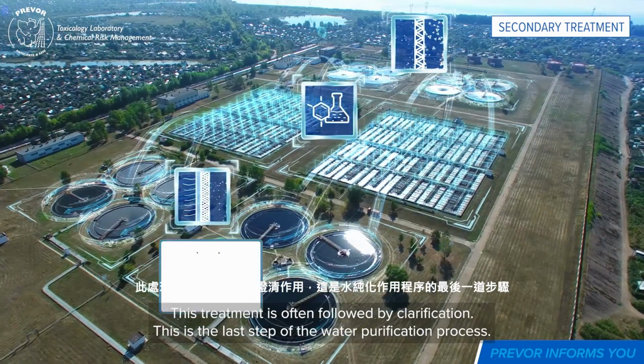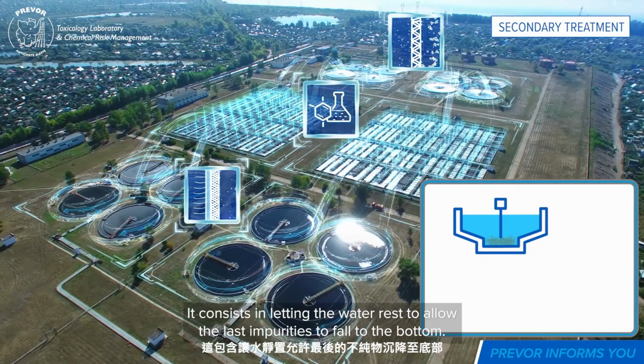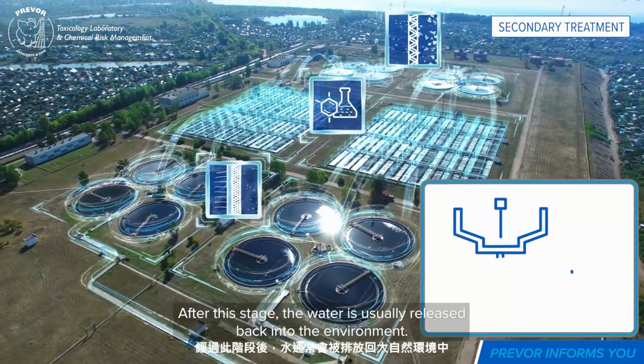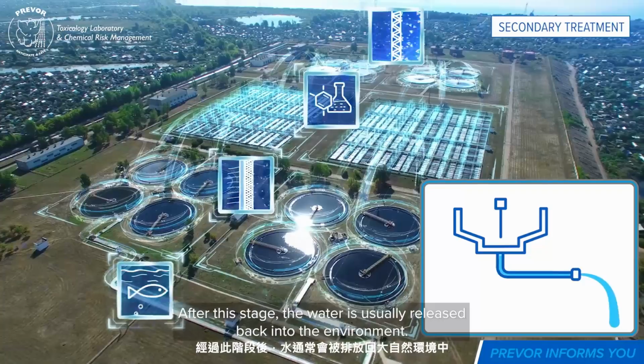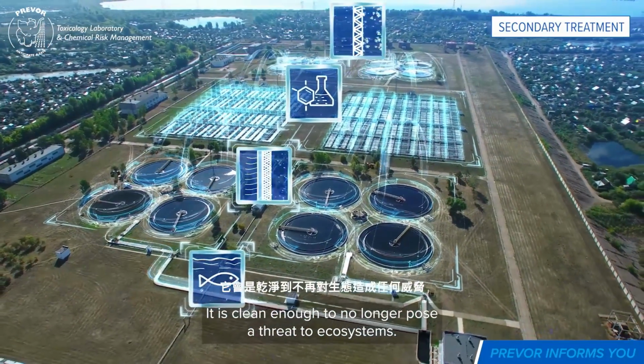This is the last step of the water purification process. It consists in letting the water rest to allow the last impurities to fall to the bottom. After this stage, the water is usually released back into the environment. It is clean enough to no longer pose a threat to ecosystems.